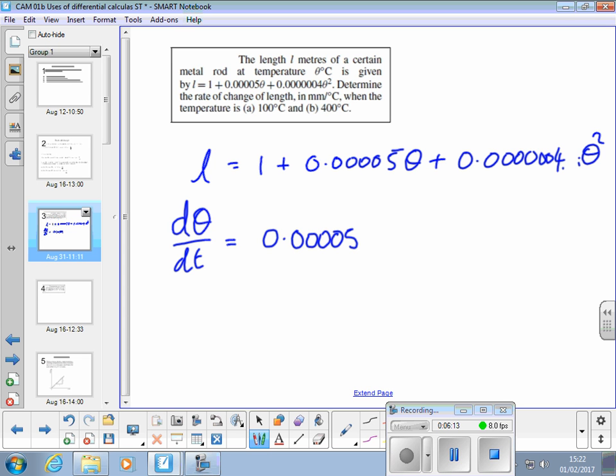No, theta goes, doesn't it? Because that's to the power 1, that disappears. We've got to multiply that bit by 2, so that's 0.12345 times 2, which is 0.2469 theta. Simple as that. If you want to find the rate of change and you're given the function for length, differentiate the function for length and you get the rate of change of length.